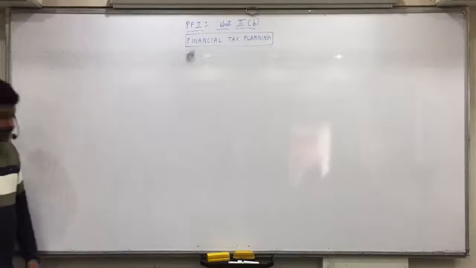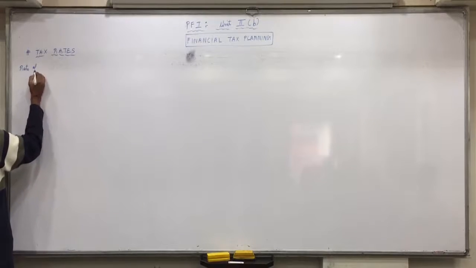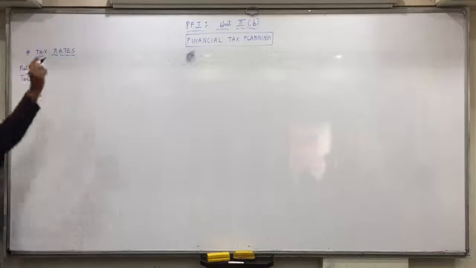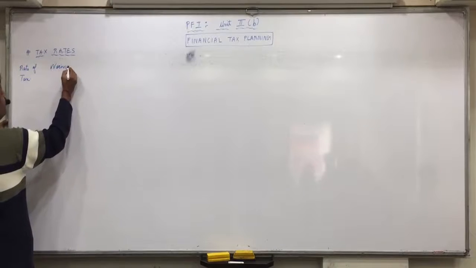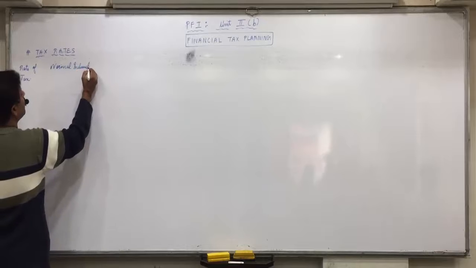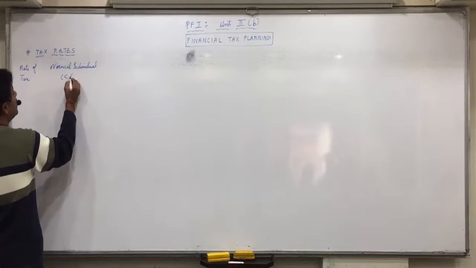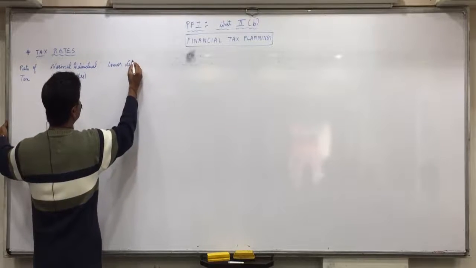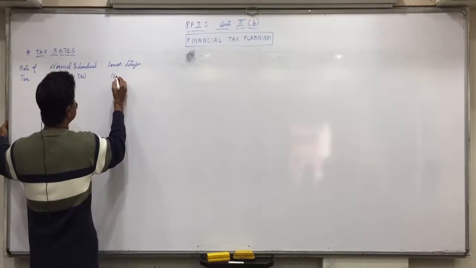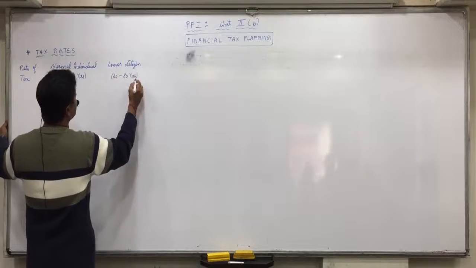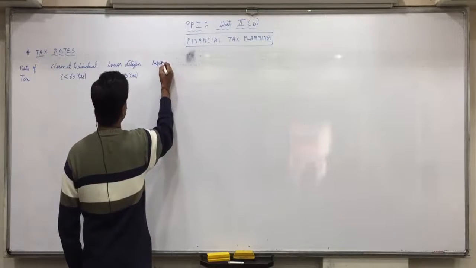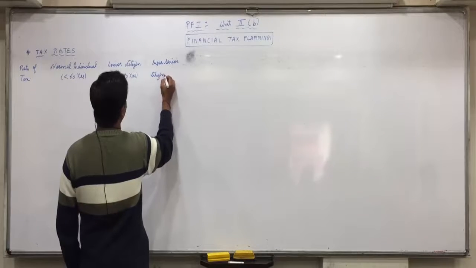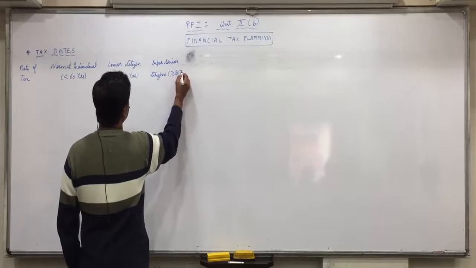So, write down this summary table first of all. Tax rates, rate of tax, and income slab of normal individual, that is less than 60 years of age, senior citizen, that is 60 to 80 years of age, and super senior citizens, that is 80 years of age and more.